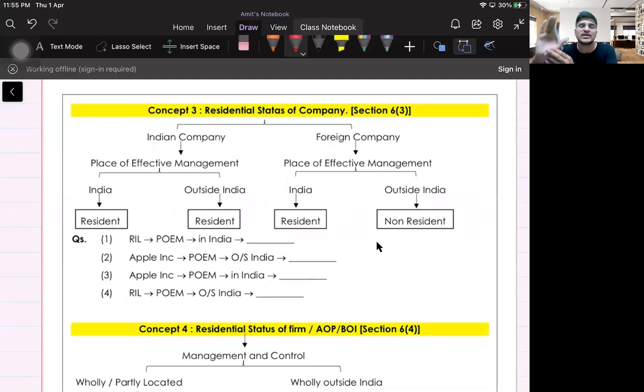In case of Indian company, place of effective management India mein hai ya India mein nahi hai, does not matter. Indian company is going to be resident. Place of effective management will not matter. Where is the effective management? Management kidhar se ho raha hai? That is the meaning of place of effective management.